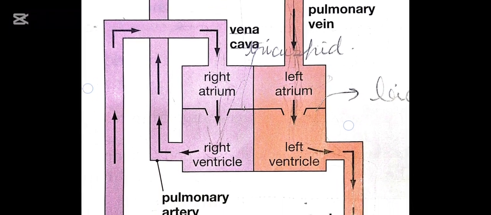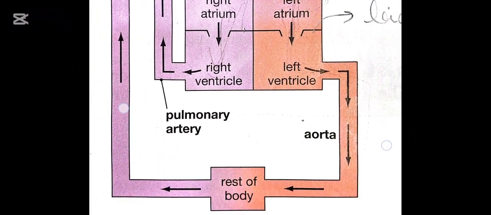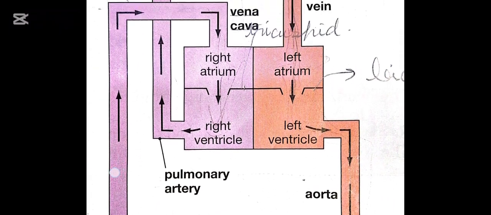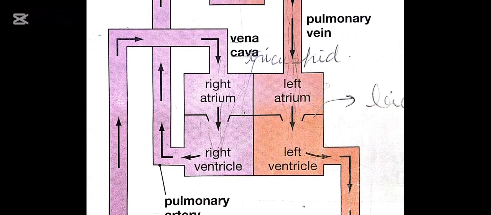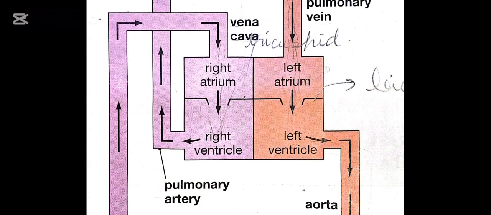From the lungs, blood comes through the pulmonary vein to the left atrium, then to the left ventricle, then through there to the rest of the body, back through the vena cava, and again back to the lungs through the pulmonary artery. The labeling of the heart I showed you before. Make sure you memorize it.